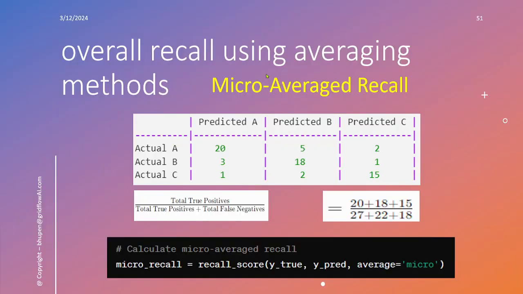Now, some of the weighted average, macro and micro variations of the recall. So for example, again, let's take a look at the actual A, B, C and the predicted A, B, C classes. Total positives here, which is the diagonal elements, divided by the total number of samples. That gives you the micro recall, and you can compute it by using recall score, pass the labels, actual and predicted, and also pass the method called micro.